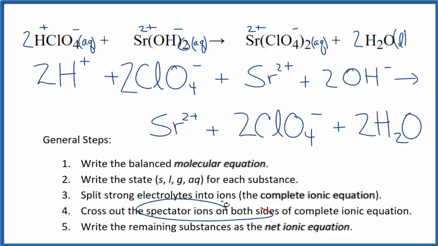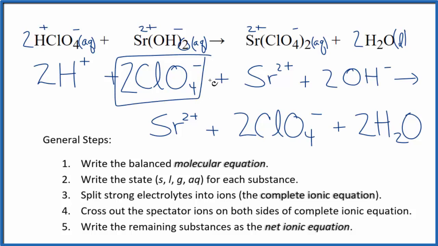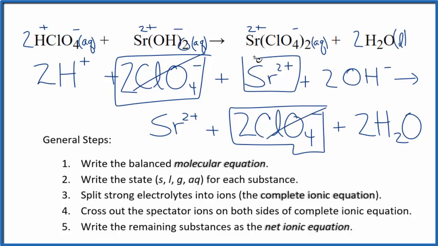Now we can cross out spectator ions. They're ions that are the same on both sides. So we have 2 of these perchlorate ions and 2 here. And that's what alerted me to my error when I saw I had 2 here and 1 here. So spectator ions, we can cross those out. We have a strontium ion here in the reactants and in the products. We'll cross this out. What's left, that's the net ionic equation for HClO4 plus Sr(OH)2. I'll clean it up and write the states in. We'll have our net ionic equation.